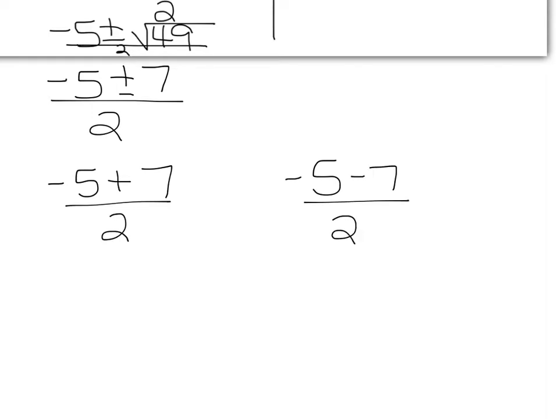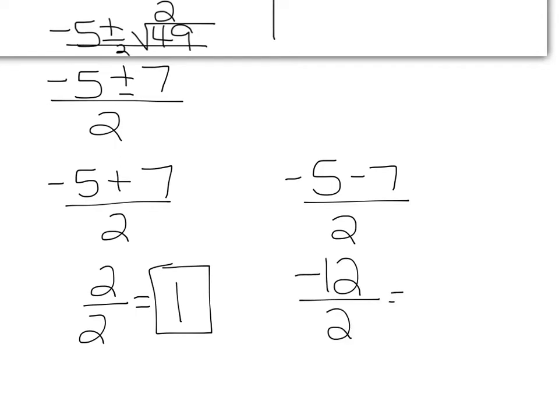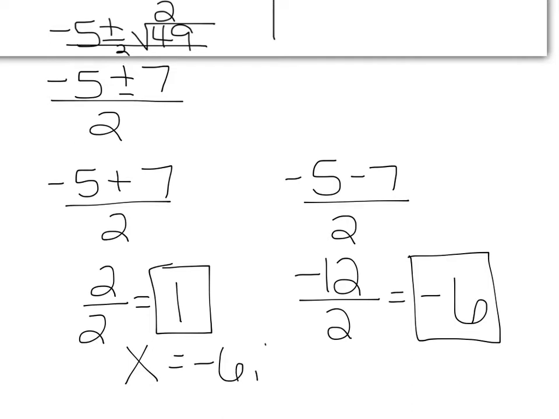Negative 5 plus 7 is 2. So you have 2 over 2, which is just 1. And then negative 5 minus 7 is negative 12 over 2, which is negative 6. So my answers are x equals negative 6 and 1. Or if you want to write it in a set, it would be like that. Negative 6 and 1.